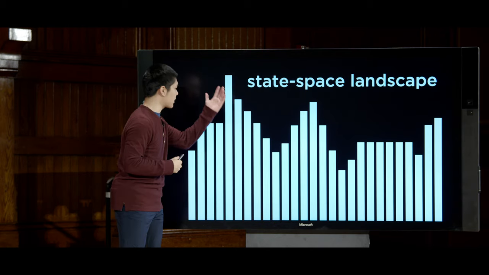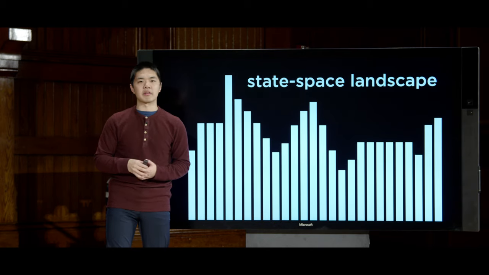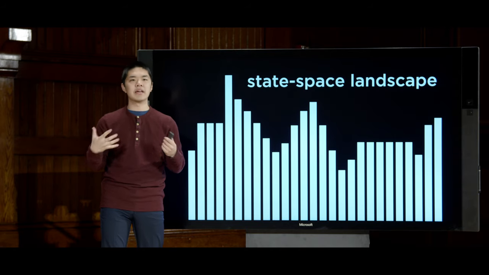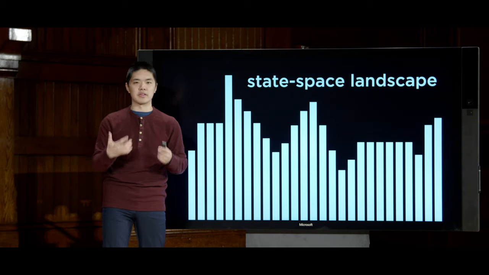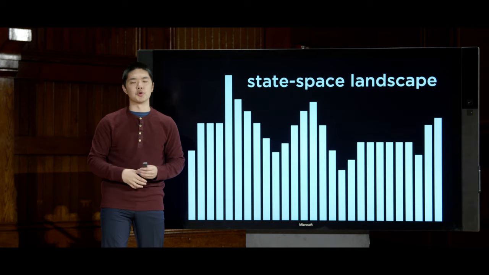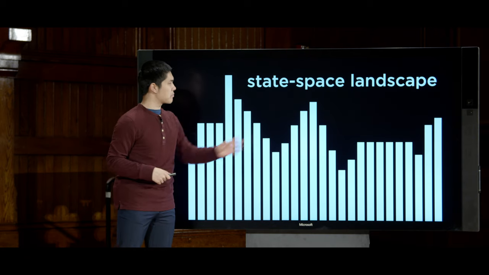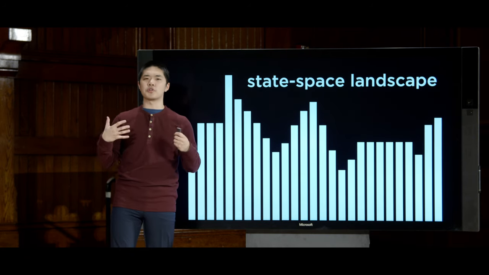that state. So maybe in this case, the height of the vertical bar represents the cost of this particular configuration of hospitals, in terms of the sum total of all of the distances from all of the houses to their nearest hospital. And generally speaking, when we have a state space landscape, we want to do one of two things.